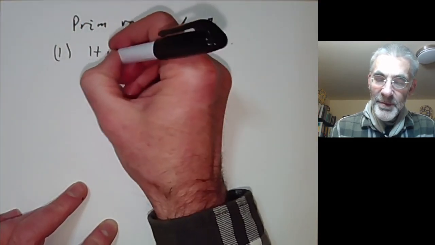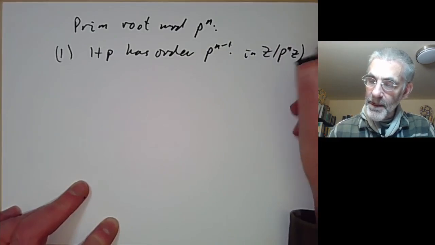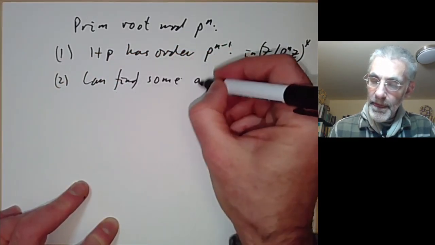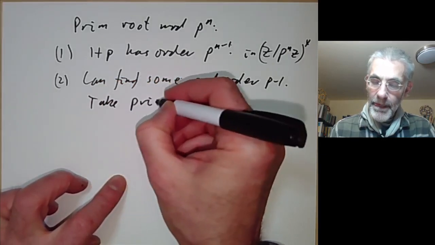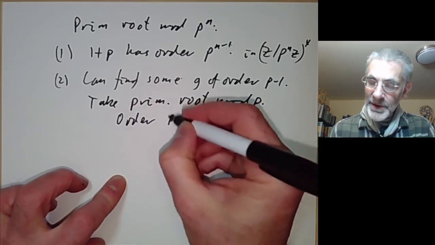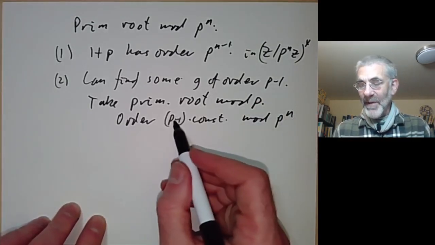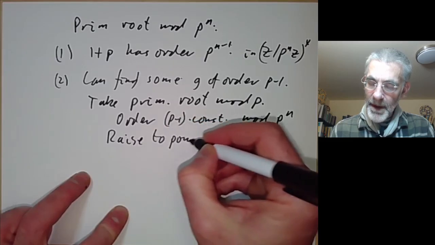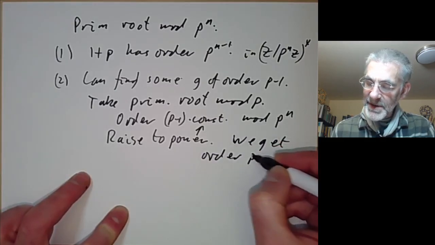So first of all, 1 plus p has order p to the n minus 1 in Z modulo p to the n Z star. Secondly, we can find some g of order p minus 1. And what we do is we take a primitive root mod p, and its order will be p minus 1 times some constant modulo p to the n, because its order must be divisible by p minus 1, because it is order p minus 1 mod p. And now if we just raise it to the power of the constant, we get something of order p minus 1.